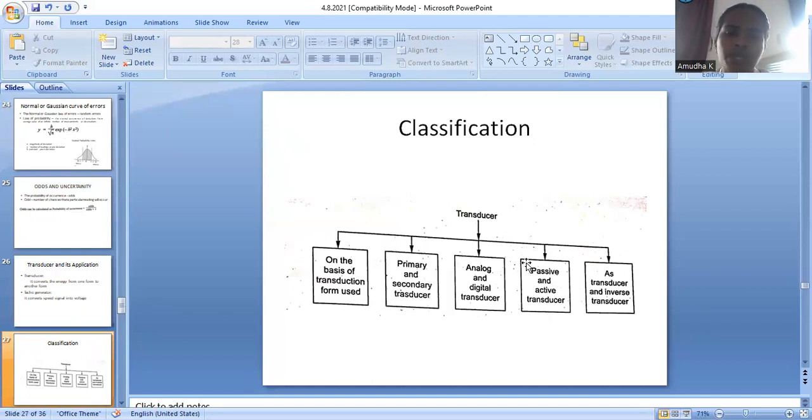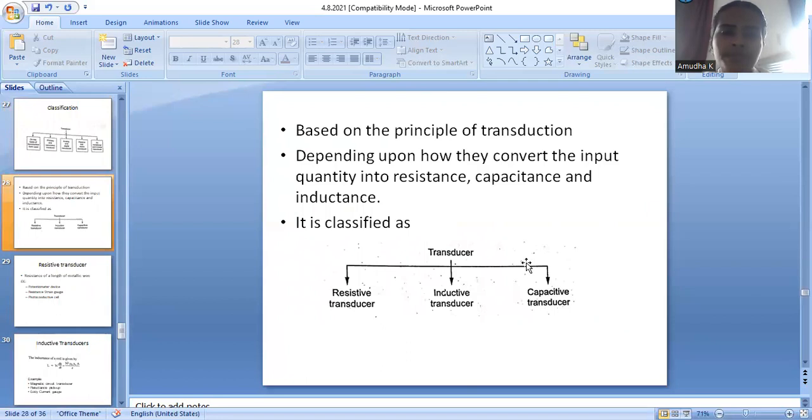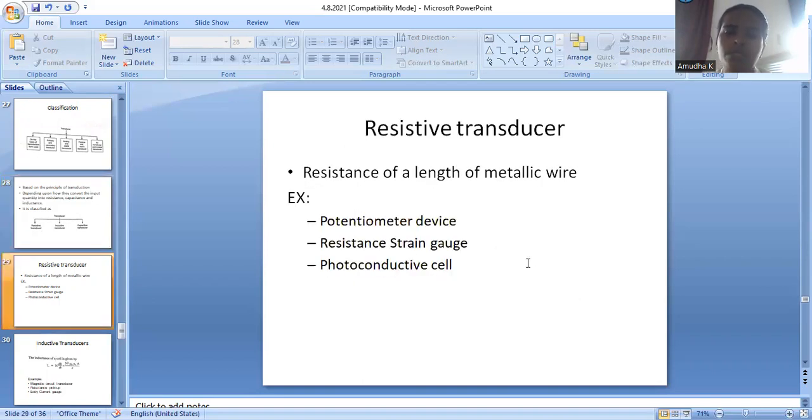Normally transducers are classified in different ways: on the basis of the transduction form used, primary and secondary transducers, analog and digital transducers, passive and active transducers, and transducer and inverse transducer. These are the major classifications. Based on the principle of transduction, transducers are classified into resistive, inductive, and capacitive transducers, depending upon how they convert the input quantity into resistance, inductance, or capacitance.